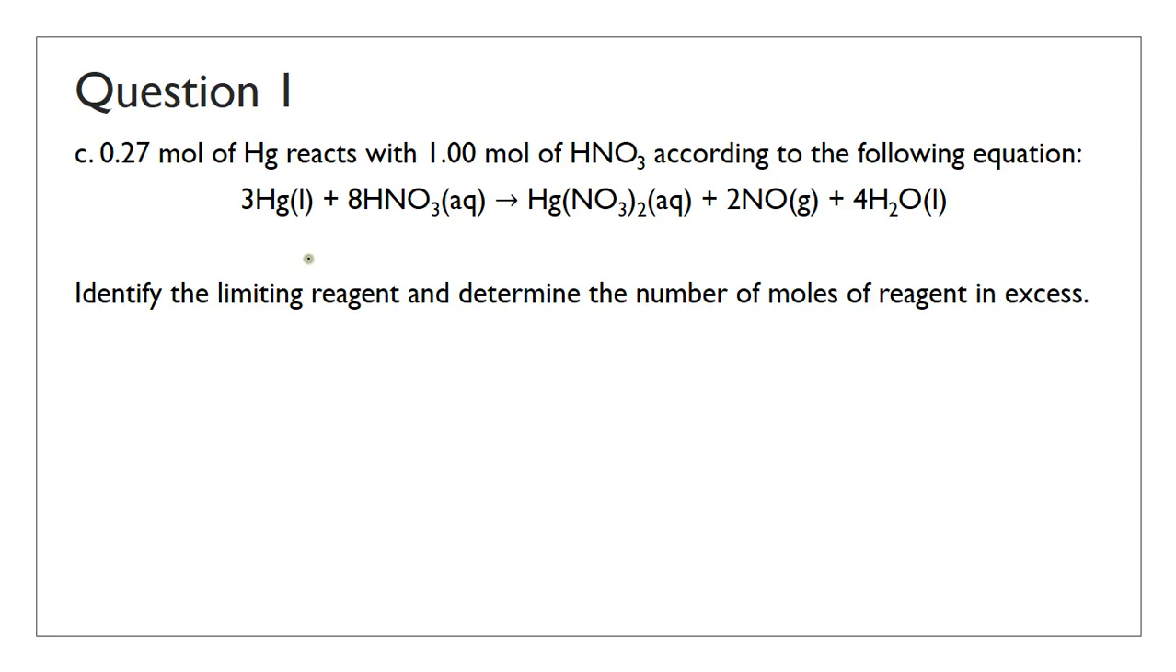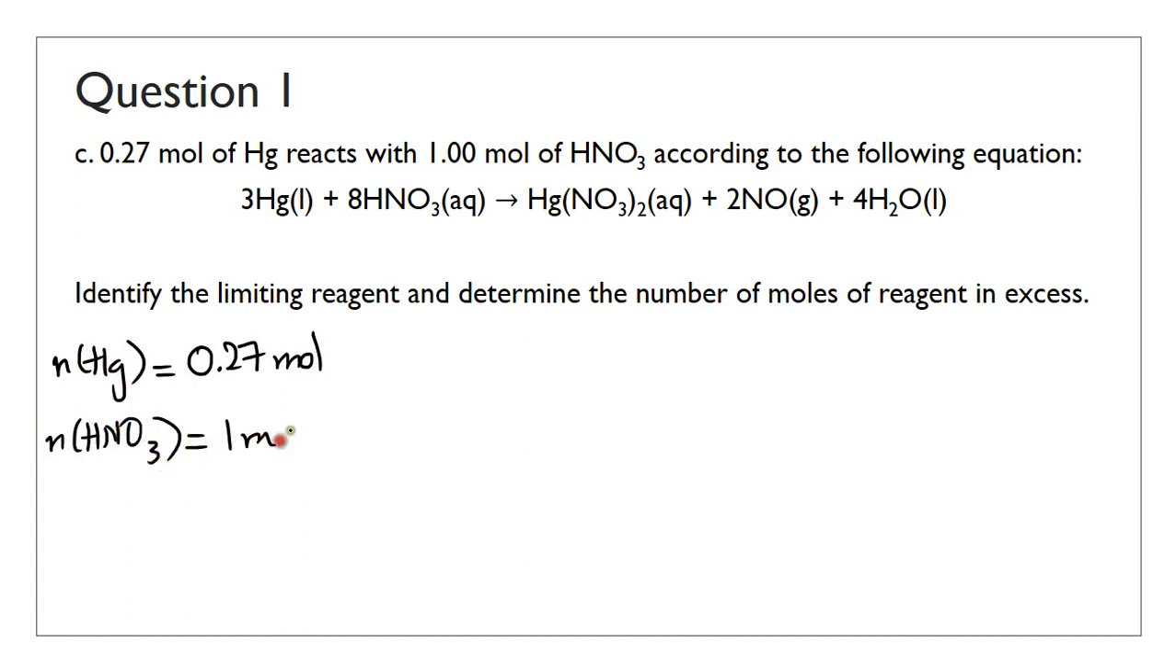So the number of mole of Hg, or mercury, is 0.27 mole. And the number of mole of HNO3 is 1 mole. Once again, you need to determine the substance that is the limiting reagent, and you need to work out the number of mole that is actually in excess. So two things that you have to do.